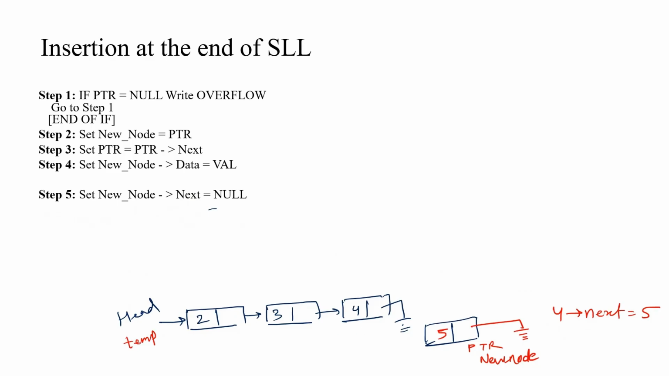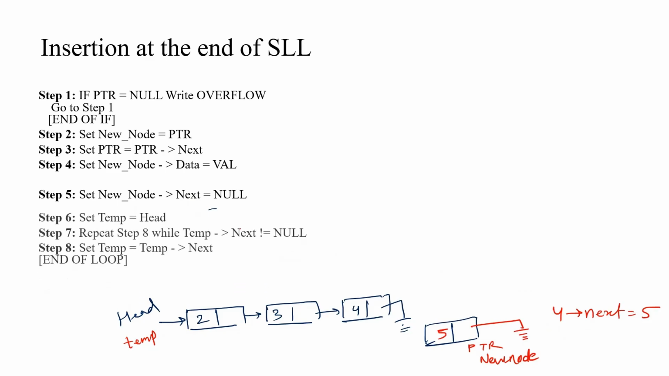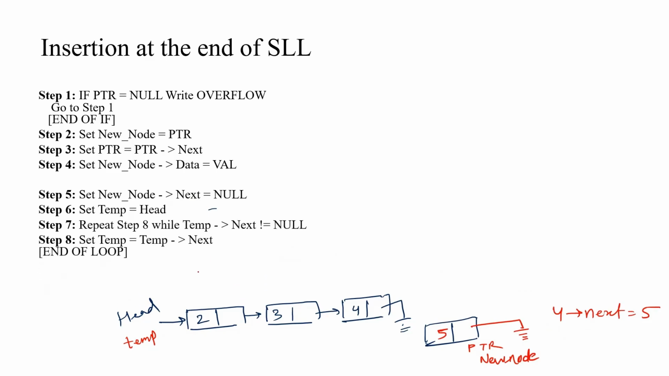So if we bring the temp here, first I want to bring temp on the head. So I will write temp is equal to head. And then I will bring the temp on the fourth node. That is here, last node.